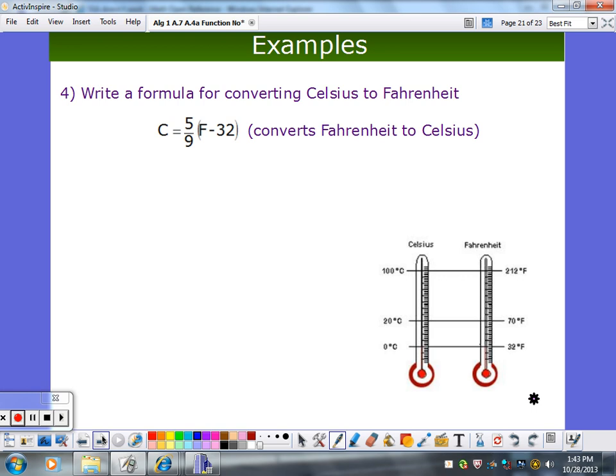Okay, so Celsius to Fahrenheit. So I'm solving for this. How do I turn a 5/9 into a 1? I can find an easier way than distributing it. Multiply by the reciprocal.